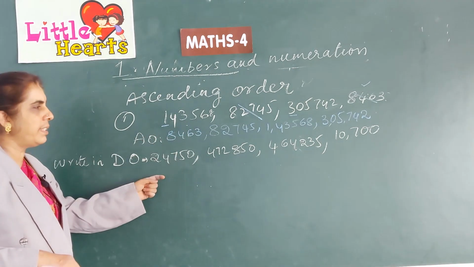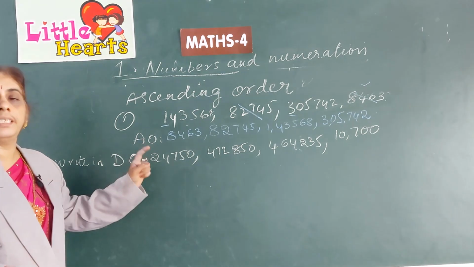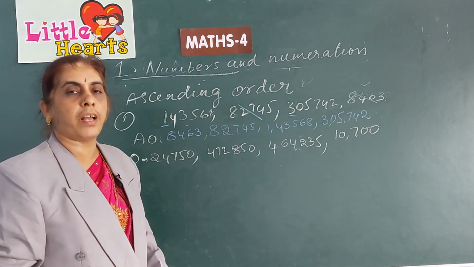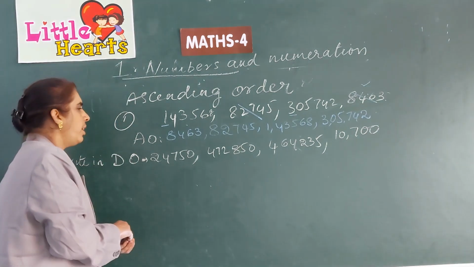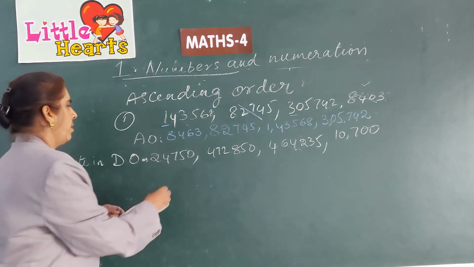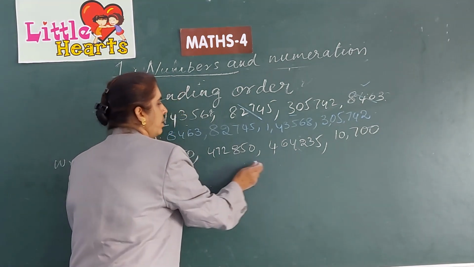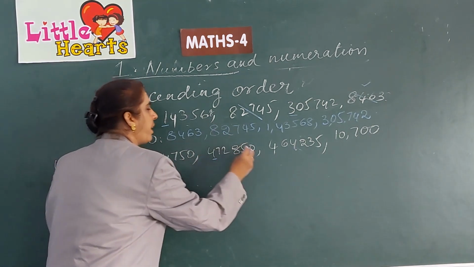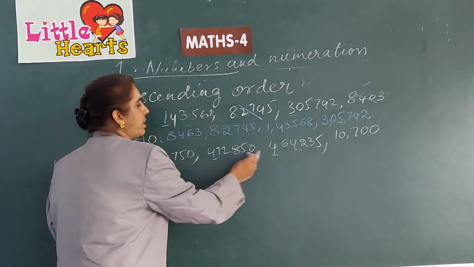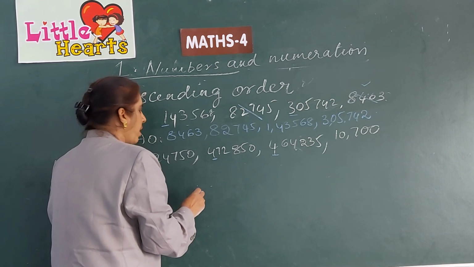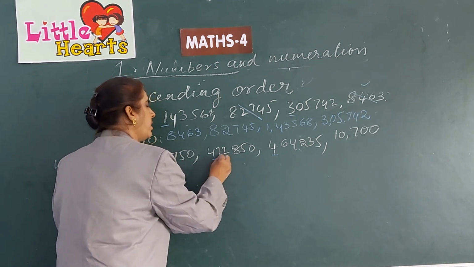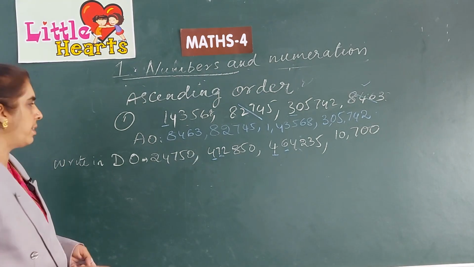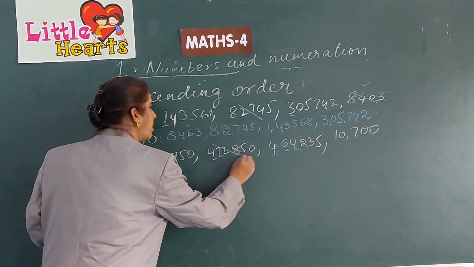Now there is another set. We shall write this in descending order. Descending order is arranging the numbers from bigger to smaller. Check the number of digits in each number. These two have 6 digits in this set. Now start comparing the digits from extreme left. Both the numbers have 4 in the lakhs place. Now come to the 10,000s place, this 7 and 6. You know that 7 is greater than 6, so this number comes first.